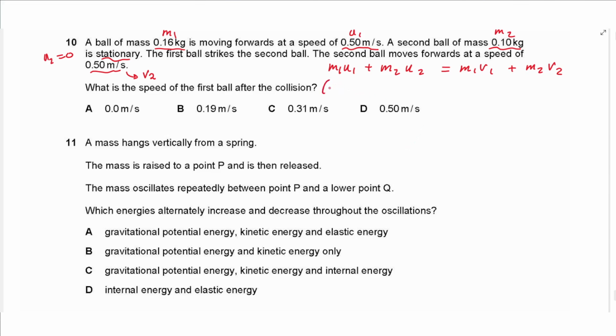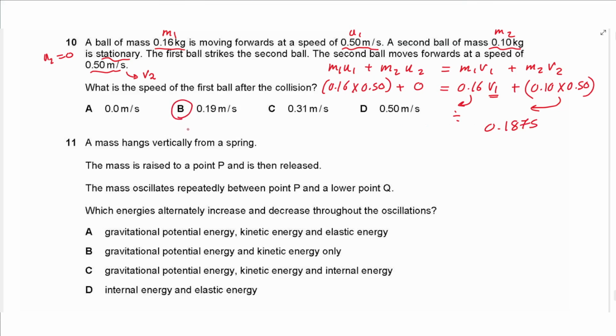numbers. Here we have 0.16 multiplied by 0.50 plus 0, the momentum of a stationary object is 0, equals m1, still 0.16 multiplied by v1, the required speed, plus m2, 0.10 multiplied by the final velocity of object 2, 0.50. So we move this bracket to the other side by subtraction, then we divide by 0.16. This gives an answer of 0.1875, which we can approximate to 0.19. So the answer is B.